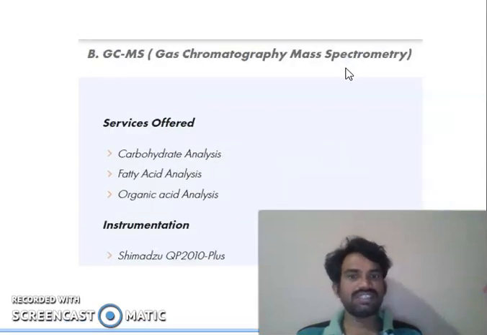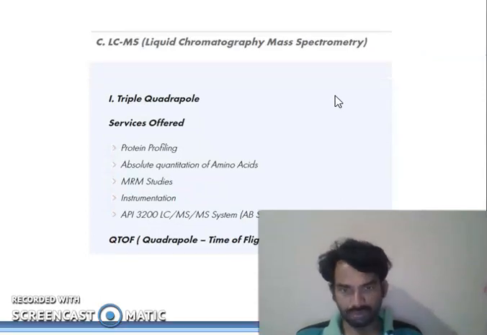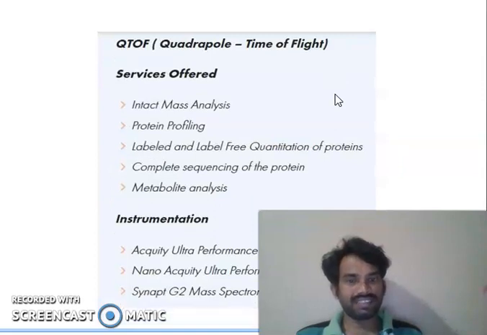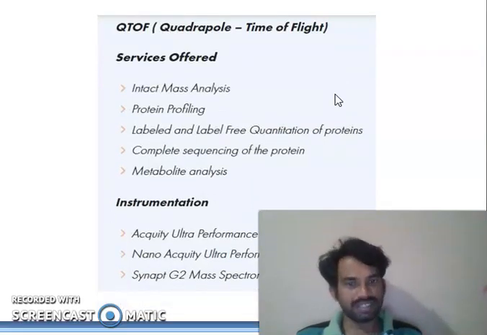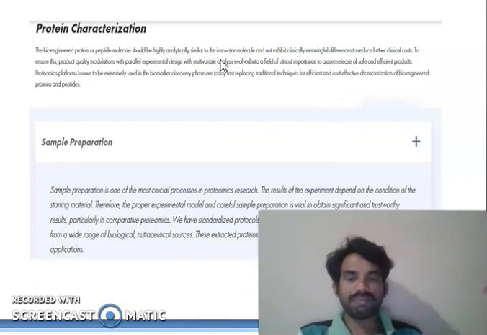Then you can see GCMS, gas chromatography and mass spectroscopy, and then LCMS, liquid chromatography and mass spectroscopy techniques, and QTOF, quadrupole and time of flight. These are used for exact mass analysis, protein profiling. Then after it's the protein characterizations and sample preparation.